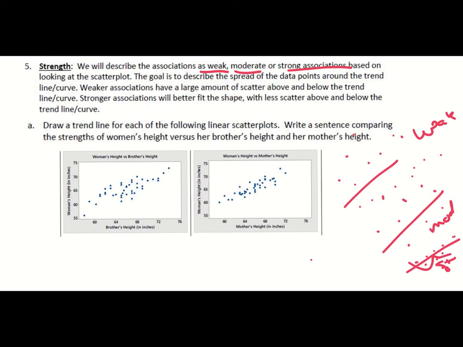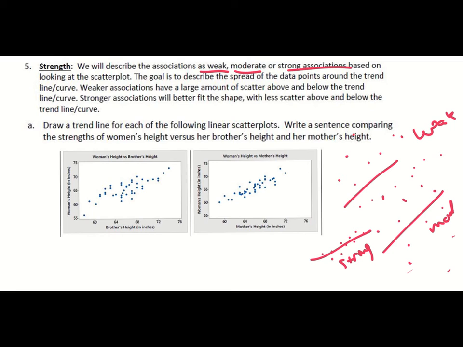And strong, let me do it over here. So for strong, you should see that they're close to it. This is strong. Let me erase this one down here. So for strong, they should be close together. So weak, they're spread far apart. Moderate, they should be kind of in close. And then strong, they should almost be on the line. So weaker associations have a larger amount of scatter above and below the line. Stronger will better fit the shape with less scatter above and below.